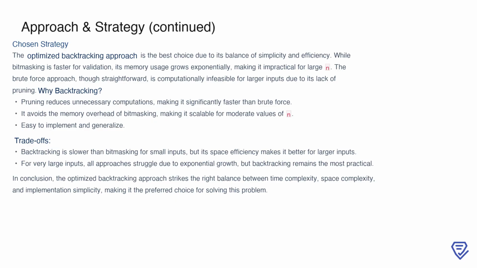However, there are trade-offs. Backtracking is slower than bit masking for small inputs, but its space efficiency makes it a better option for larger inputs. For very large inputs, all approaches struggle due to the exponential growth of the problem's complexity, but backtracking remains the most practical. In conclusion, the optimized backtracking approach provides an effective solution, combining manageable time complexity, reasonable space usage, and ease of implementation, making it the preferred strategy for this problem.